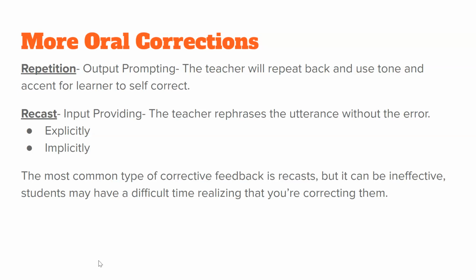Okay, and a recast, which is the most common type of corrective feedback, is input providing. So you're giving them information, and the teacher is going to rephrase what the speaker said without the error. Okay, and a lot of times recasts are ineffective. As I said previously, it's the most common type of feedback, but it's ineffective because most learners don't even realize that you're correcting them, and they just agree, but they're not cognitively processing that you corrected them.